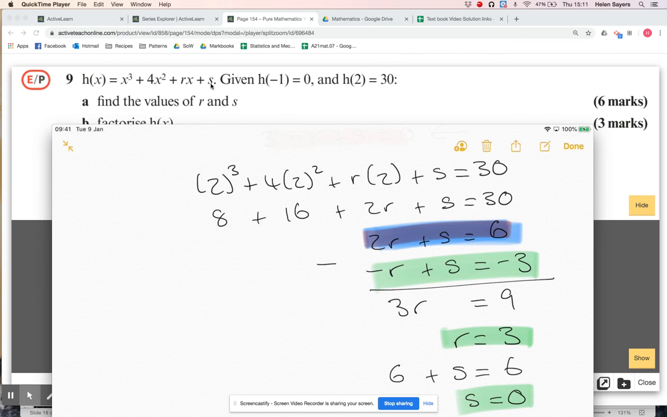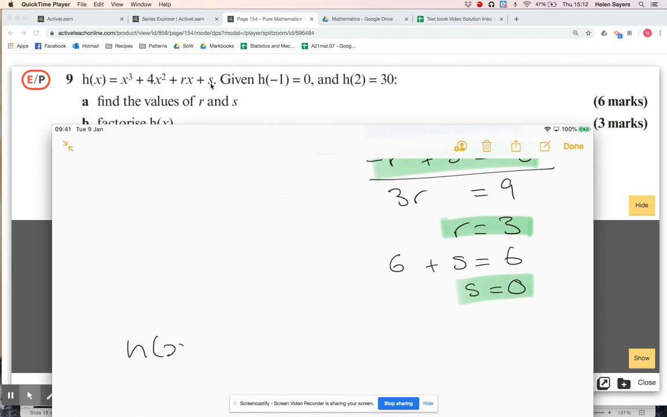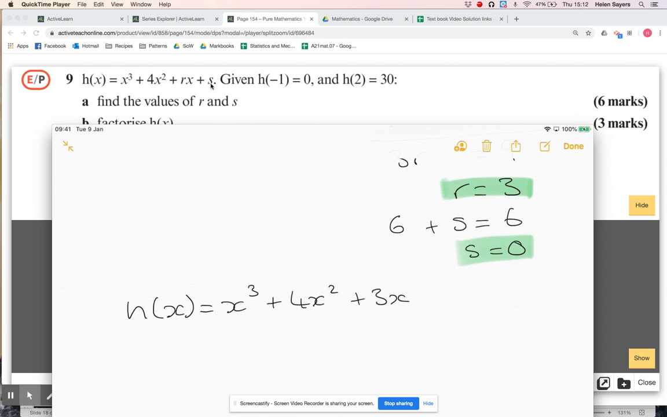So, the full cubic is f of x is x cubed plus 4x squared plus rx plus s, which is 0. So there's no problem with that. There's no reason why it has to have a constant. So I've got my answers to A highlighted in green there.